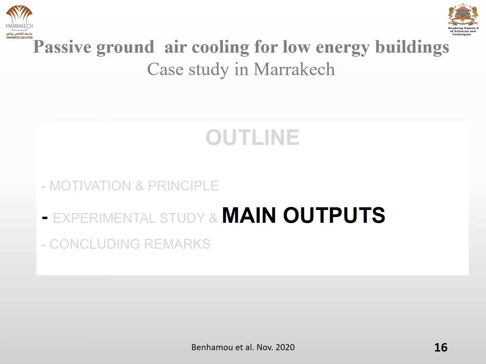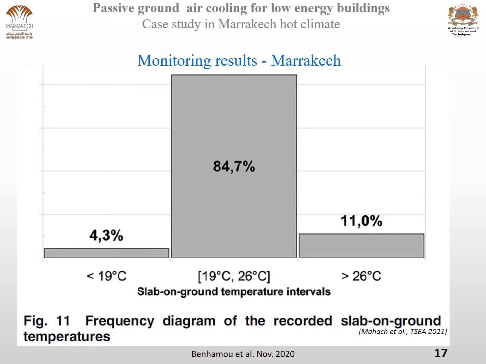Now, what are the main outputs from this case? In this figure, a diagram of the frequencies of the recorded slab-on-ground temperatures is represented. Here we can see that these temperatures over the more than 4 years of monitoring are in between 19 and 26 degrees C for around 85% of the time.